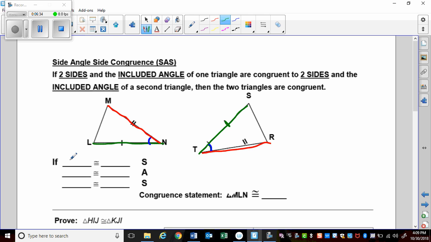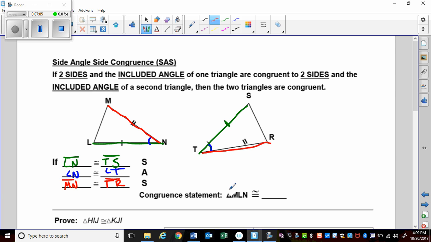I started with the green one. So I'm going to say green LN is congruent to the green TS, which is a side. My angle is angle N. It's congruent to angle T, which is an angle. And then the very next side is red. So I'm going to say MN is congruent to TR.